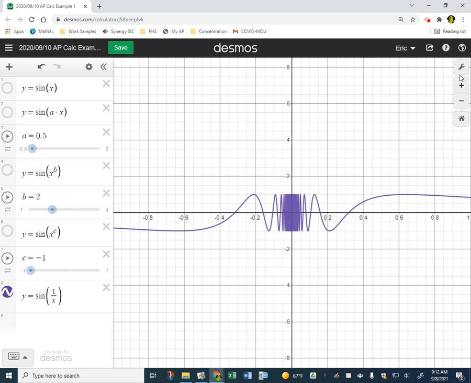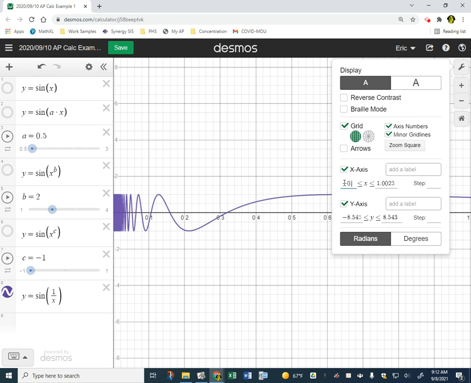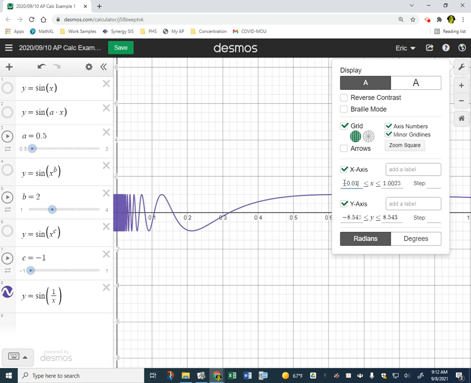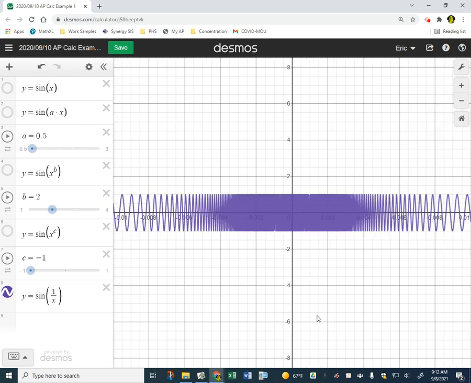Let's even go further with that. Let's make the x-axis go from -0.01 up to +0.01. Doesn't help, right? So why doesn't a limit exist here?